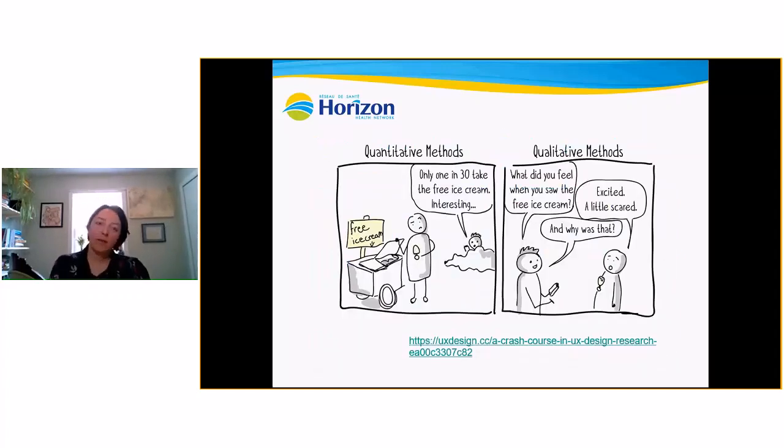So I only have one cartoon in here to lighten the mood. So obviously in the quantitative methods, you're counting the ice cream, how many people take the free ice cream, whereas in the qualitative, you're asking them about how they felt about that free ice cream.